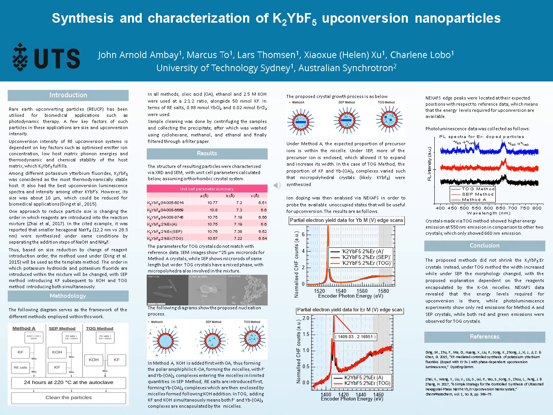potassium fluoride. Then for the second method, aka the separate solutions method, we mix the lanthanide ions, oleic acid, and ethanol. And then we follow it by potassium hydroxide and then finally potassium fluoride. Under the third method, which we call the together solutions method, it's similar to the second one except that we combine potassium hydroxide and potassium fluoride together first before we introduce it into the system.